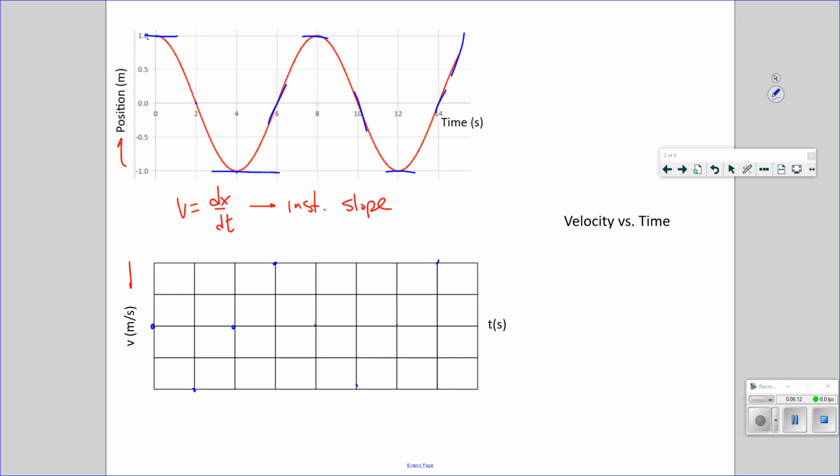So watch what we get. We get this. Oh, that's pretty nice. All right, so we get that function. And then, well, let's see.